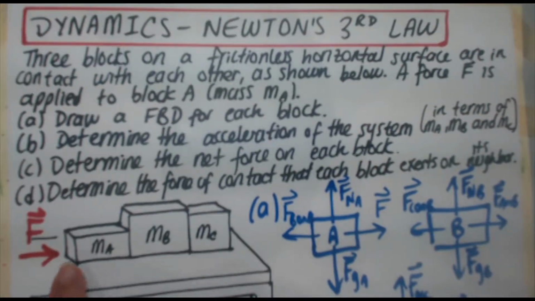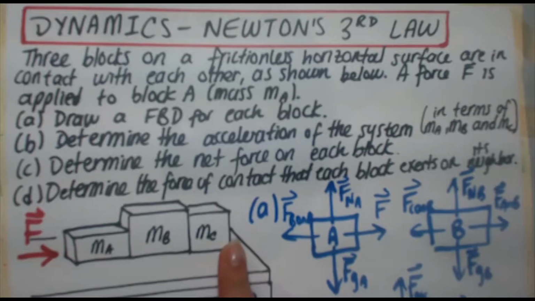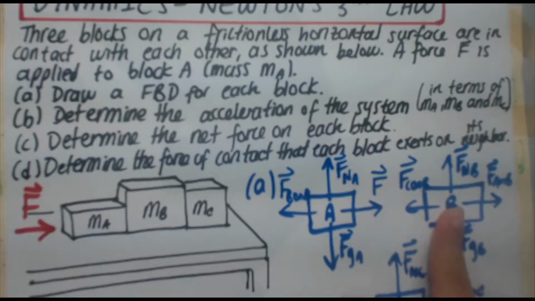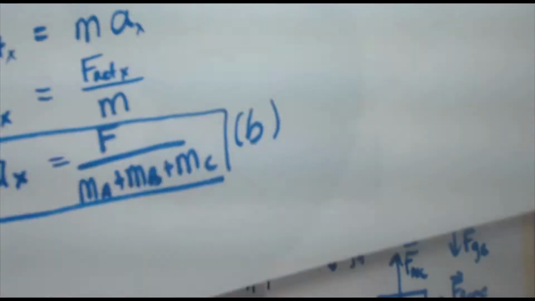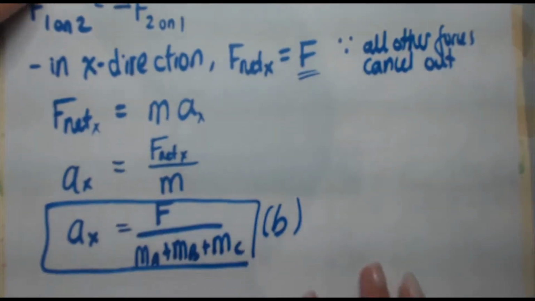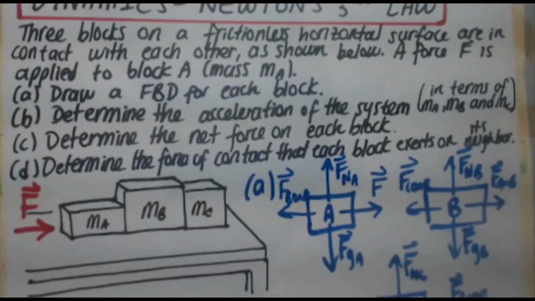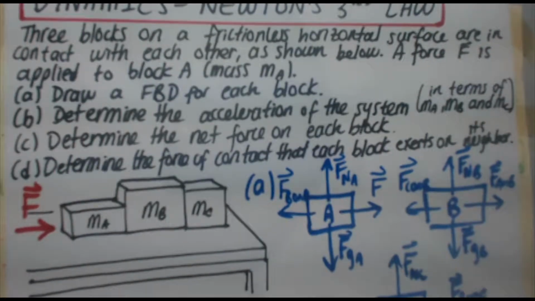Okay, so we had three blocks on a frictionless horizontal surface. They're in contact with each other. A force F is applied to block A, which has mass ma. In the previous video, we drew free body diagrams for all three blocks, and we then determined the acceleration of the system. We found the acceleration to be a equals F over ma plus mb plus mc. Okay, so that's to catch everyone up to speed. If you didn't catch parts A and B of the video, be sure to click on video 64 and then come back and continue on.